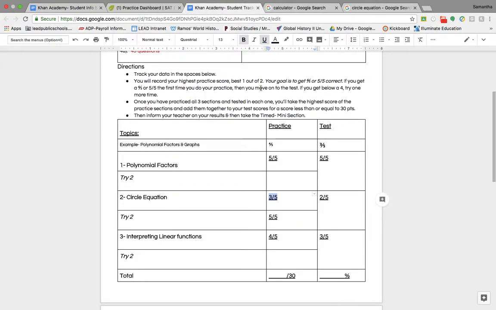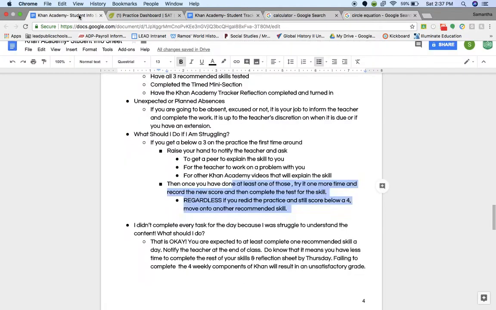So let's go up here. What you'll notice is the first time around I got a 3 out of 5. The second time around I got a 5 out of 5. Now, what we can see is I definitely struggled. And when I took the test, I got a 2 out of 5. I was definitely struggling a little bit this week, but that's okay. So let's go back up here.